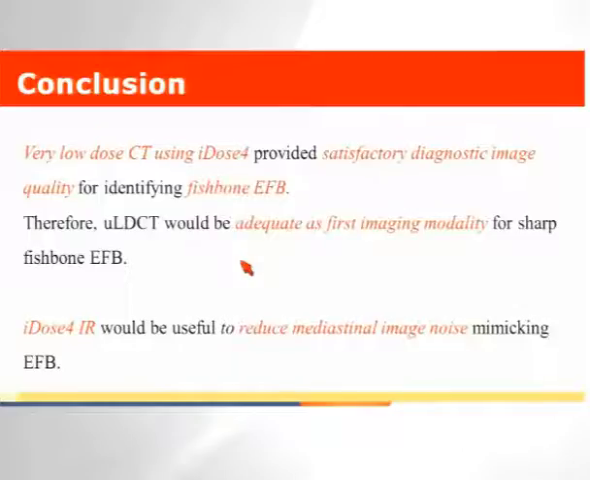In conclusion, very low-dose chest CT using iDose 4 provides satisfactory diagnostic image quality for identifying fishbone EFB. Therefore, ultra-low-dose CT would be adequate as a first imaging modality for sharp fishbone EFB. And iDose 4 IR would be useful to reduce mediastinal image noise mimicking esophageal foreign body. Thank you.